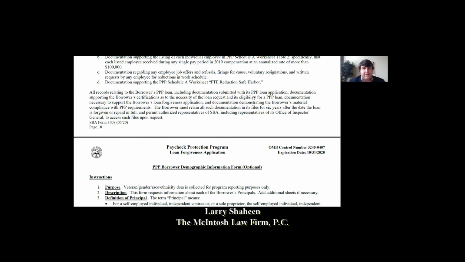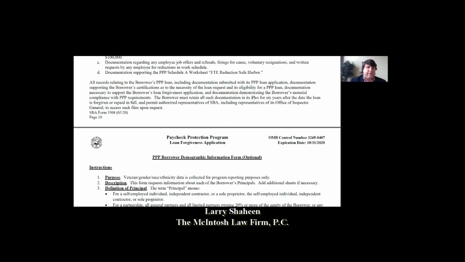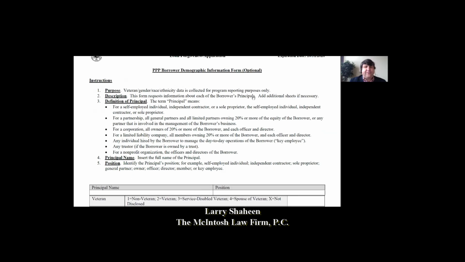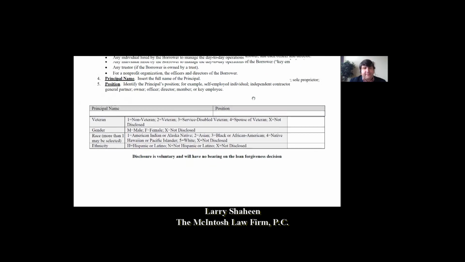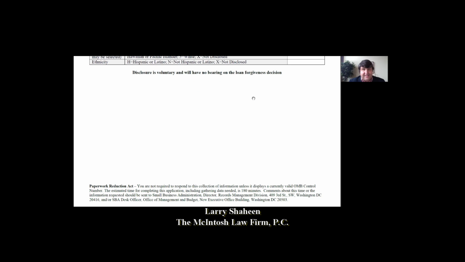Now, all records for this loan must be kept for 6 years. That's the key. If you do not keep it for 6 years and the SBA comes looking, you are going to be held accountable for that. Lastly, there is this demographic information form, which you can choose to fill out if you'd like, but you don't have to. But that's it.